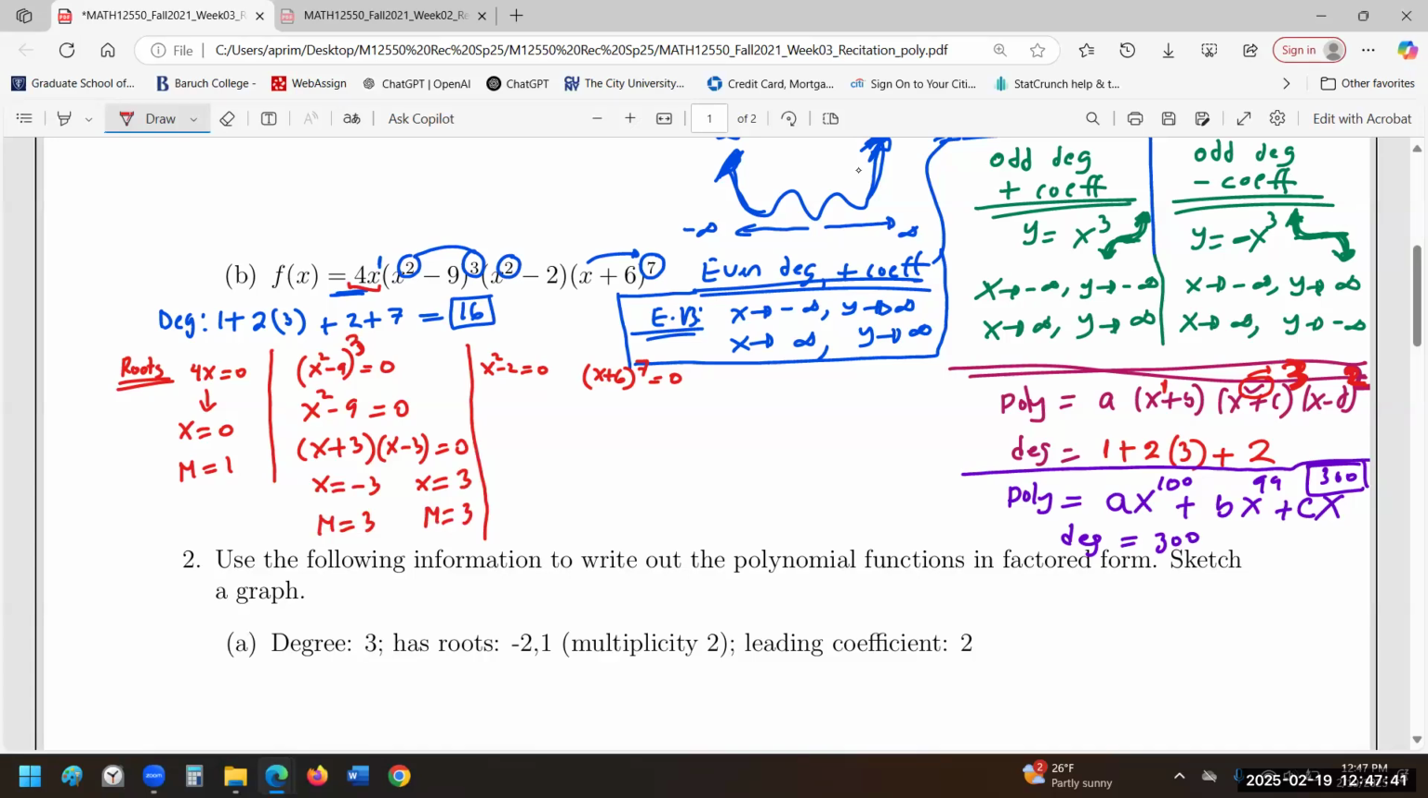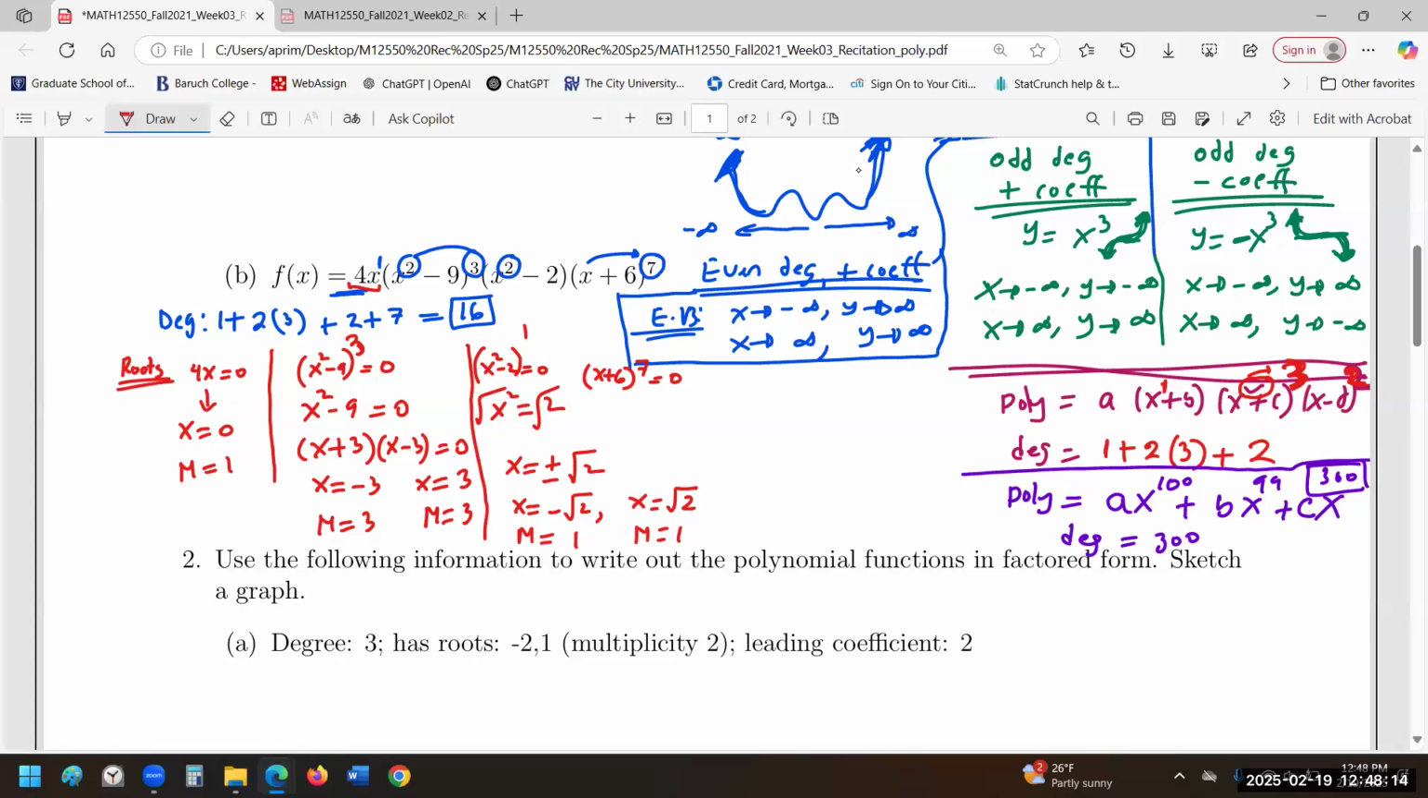The second one, we have x squared minus 2. So we have x squared equals 2. And then we take the square root. So x is plus minus square root of 2. In other words, we have x equals negative square root of 2 and x equals positive square root of 2. And we see this factor only once. This is happening only once. So each one of them will have multiplicity 1.